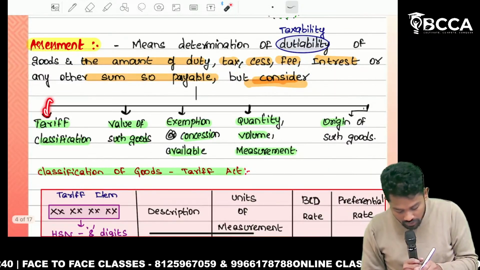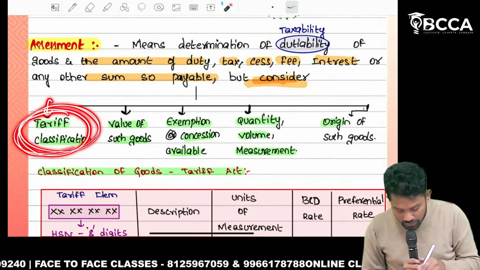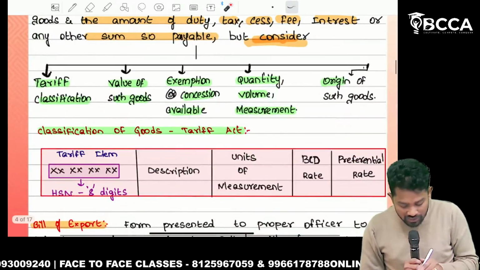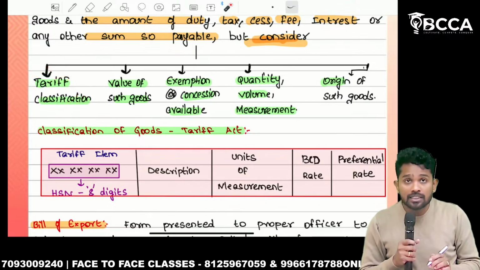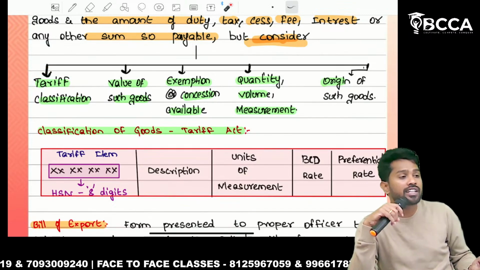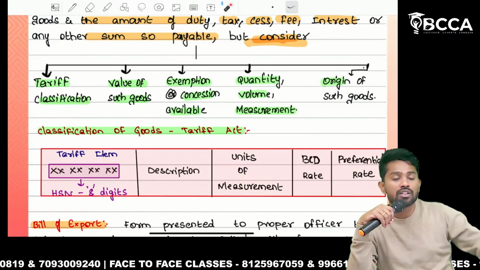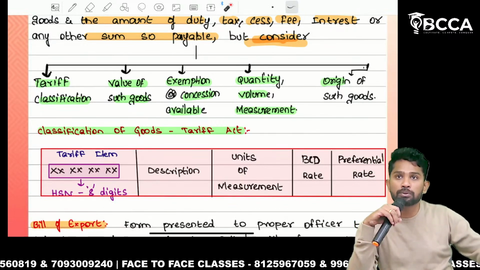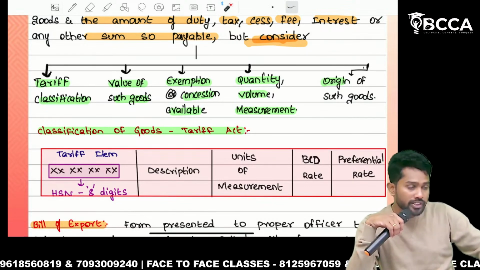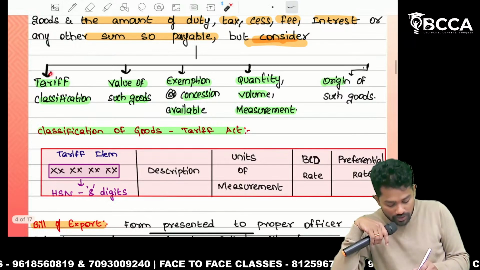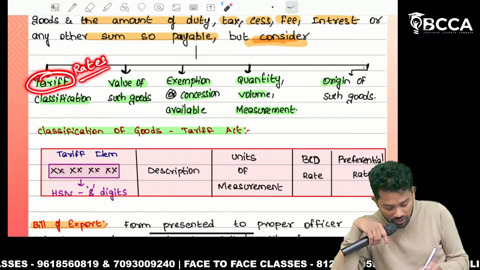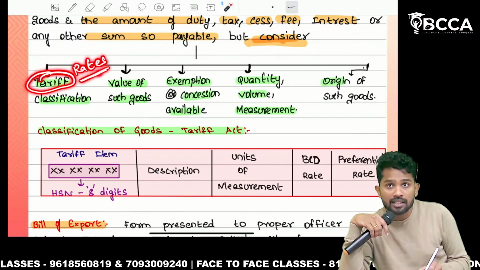First one is what? Tariff classification you need to consider. For us to understand tariff classification, I already said Customs Tariff Act. The Tariff Act consists of two schedules. The first schedule consists of import duties, whereas the second schedule consists of export duties. So, for you to understand, tariff means rates.